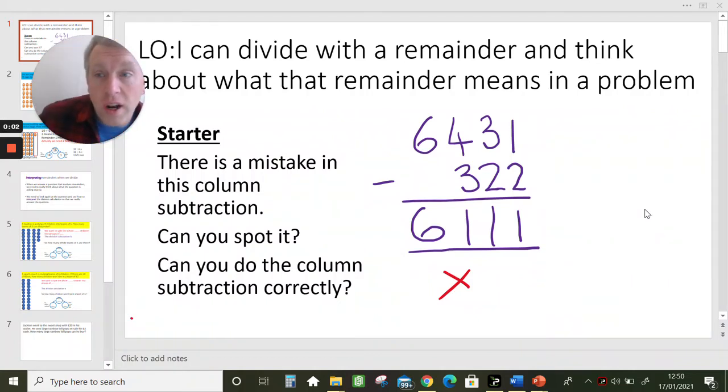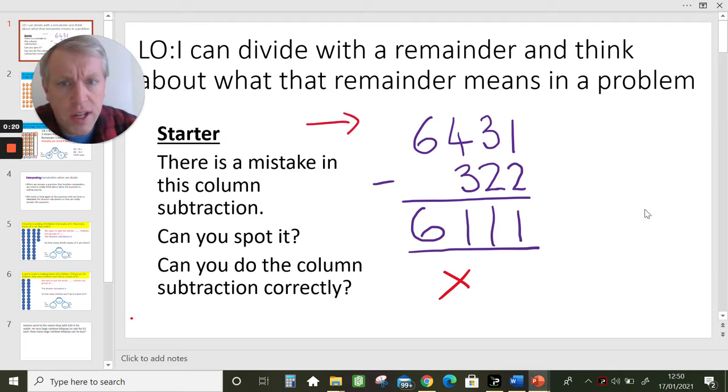Hello. Well, we are keeping on working on dividing with a remainder, and today we're really going to think about what the remainder means in a problem. But first of all, I've got a starter. So here we have a calculation. Someone has done 6,431 take away 322, and they made a mistake. That's wrong. So, can you spot their mistake?